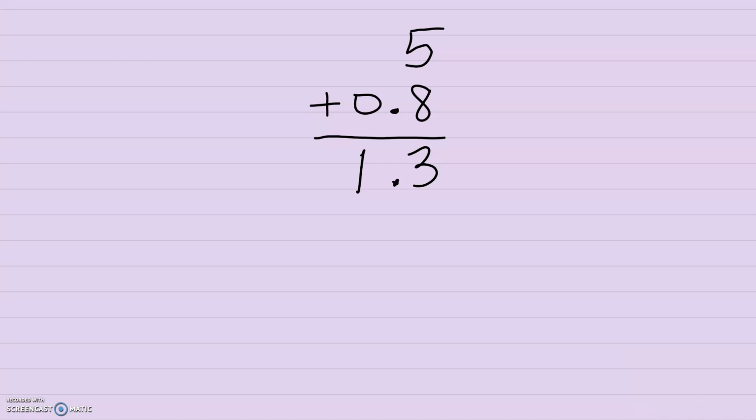So if we write down our 3, then we regroup or carry a 1. And if we add 1 plus 0, we get 1. So we have 1 3/10.